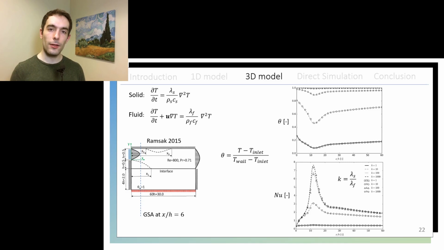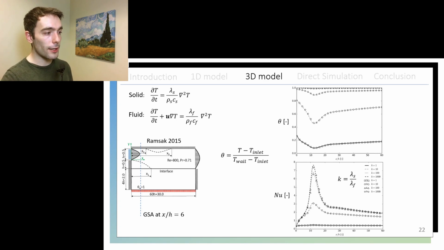Then I had to prove that I could solve correctly the conjugate heat transfer problem, and for that I chose to compare the solution of my solver to a benchmark provided by Ramsack, which consisted in the direct numerical simulation of backward step flow, which had a solid slab at the lower part, and then that solid slab was heated at the bottom at a dimensionless temperature of 1. So the flow is entering the backward step with a dimensionless temperature of 0, and it has a very well defined separation and reattachment point of the flow.